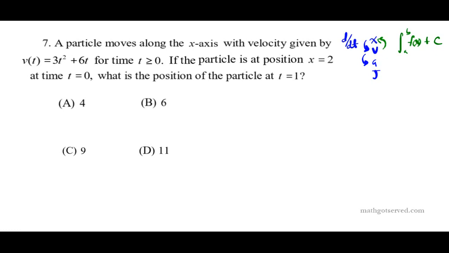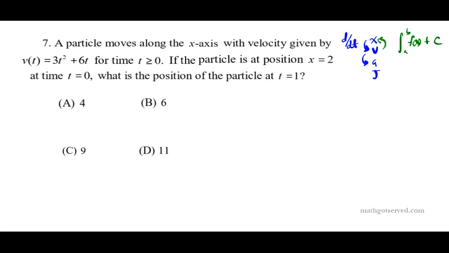All right, so in this situation, we're given a velocity function, we're given an initial position, and we're asked to find the position of a particle at t equals 1. So what operation relates velocity with position? If we were given the position function, we differentiate that to get the velocity. But in this case, we're given the velocity function, so we have to integrate the velocity function to get the displacement, or the change in position, sorry.